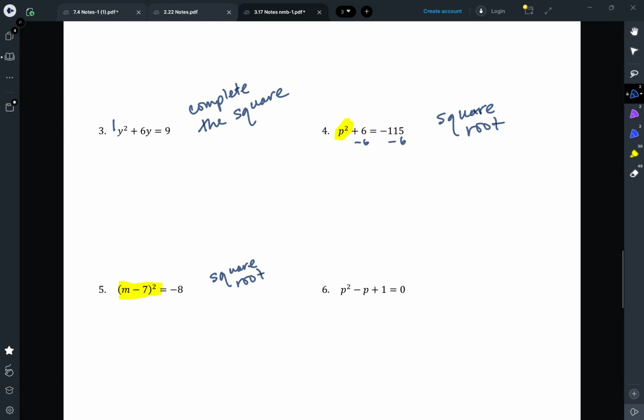And the last one, it looks like it's set up to factor, so let's just check it really quick. Is there anything I could multiply to make 1 and add to make -1? And the answer is no. This is a 1 and this is not even, it's odd, because that's 1 also. So that's one where I'd want to do the quadratic formula.